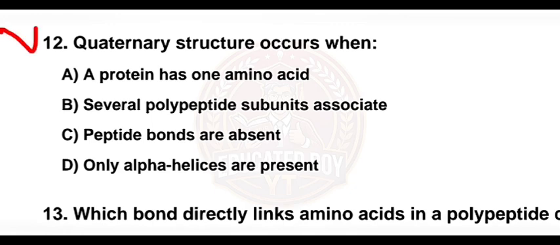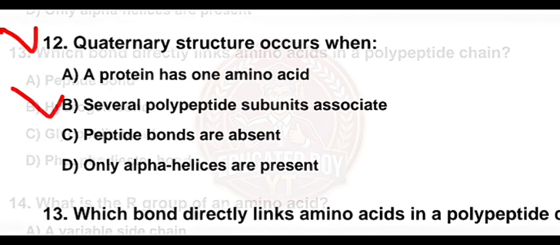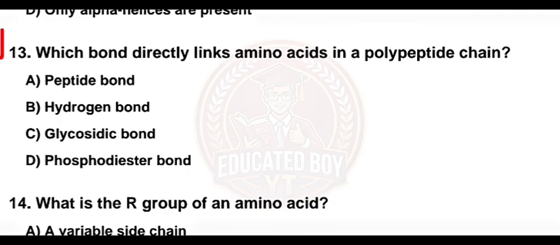Question number 12. Quaternary structure occurs when option A, protein has one amino acid, option B, several polypeptide subunits associate, option C, peptide bonds are absent, option D, only alpha helices are present. Right answer is option B. Several polypeptide subunits associate.